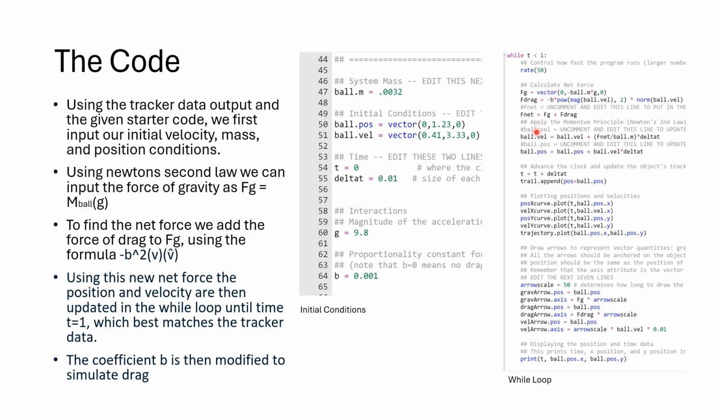And then to find the net force, we need to add the force of drag. So the force of drag is calculated here and then added here. And then using this new net force, the position and velocity are then updated in the while loop. And then we set our time to t equals 1 because that fits our code best. You can see that here. And then we modify our coefficient b to better simulate the drag.